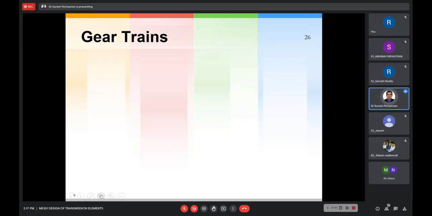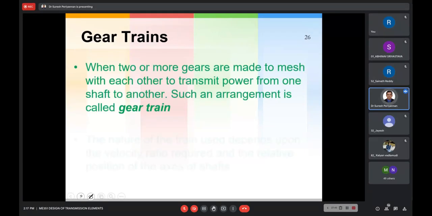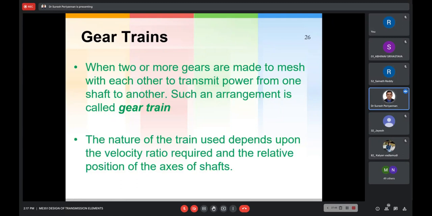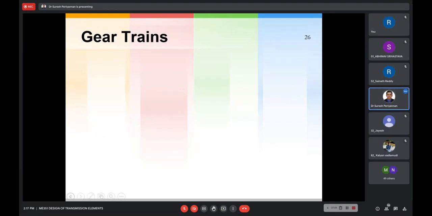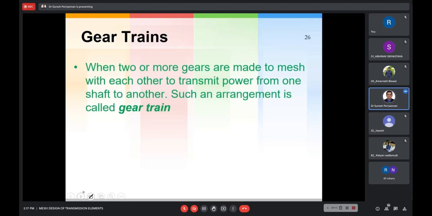Now we move to some more information about gear trains. These are also things we are going to discuss in our topic. Okay. Gear train. What is a gear train? Please, someone tell that. When one or more sets of gears are arranged for power transmitting purpose. Yeah, exactly. Thank you. When two or more gears are meshed with each other to transmit power from one shaft to another shaft.